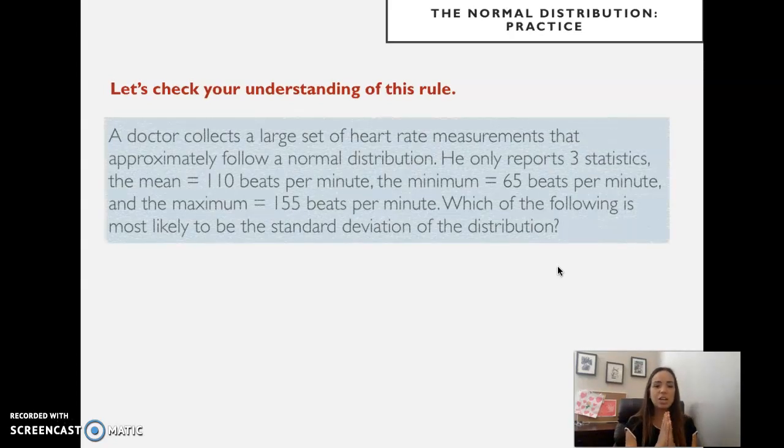Imagine a doctor collects a large set of heart rate measurements that approximately follow a normal distribution. He only reports 3 statistics to you. The mean, 110 beats per minute, the minimum, 65 beats per minute, and the maximum, 155 beats per minute. Which of the following is most likely to be the standard deviation of the distribution? Here are your options. Pause the video and try to work this out. Come back when you're ready for the explanation.